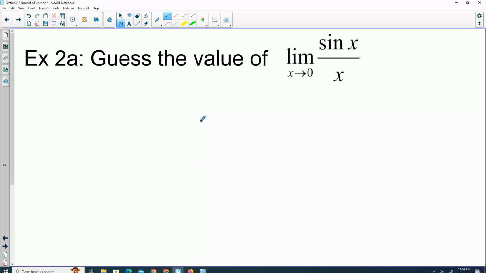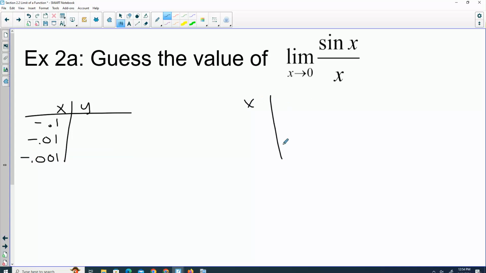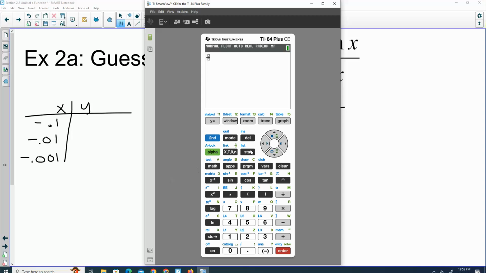Okay, guess the value of the limit as x approaches 0 of sine x over x. Did I plug in a 0 here? No, that won't work. So my x's that I'm plugging in would be the exact ones we just did, because I'm approaching 0 again. Something we do need to do: at the very beginning, I told you anytime we are dealing with a trig function, it has to be in radian. So make sure you are in radian mode.